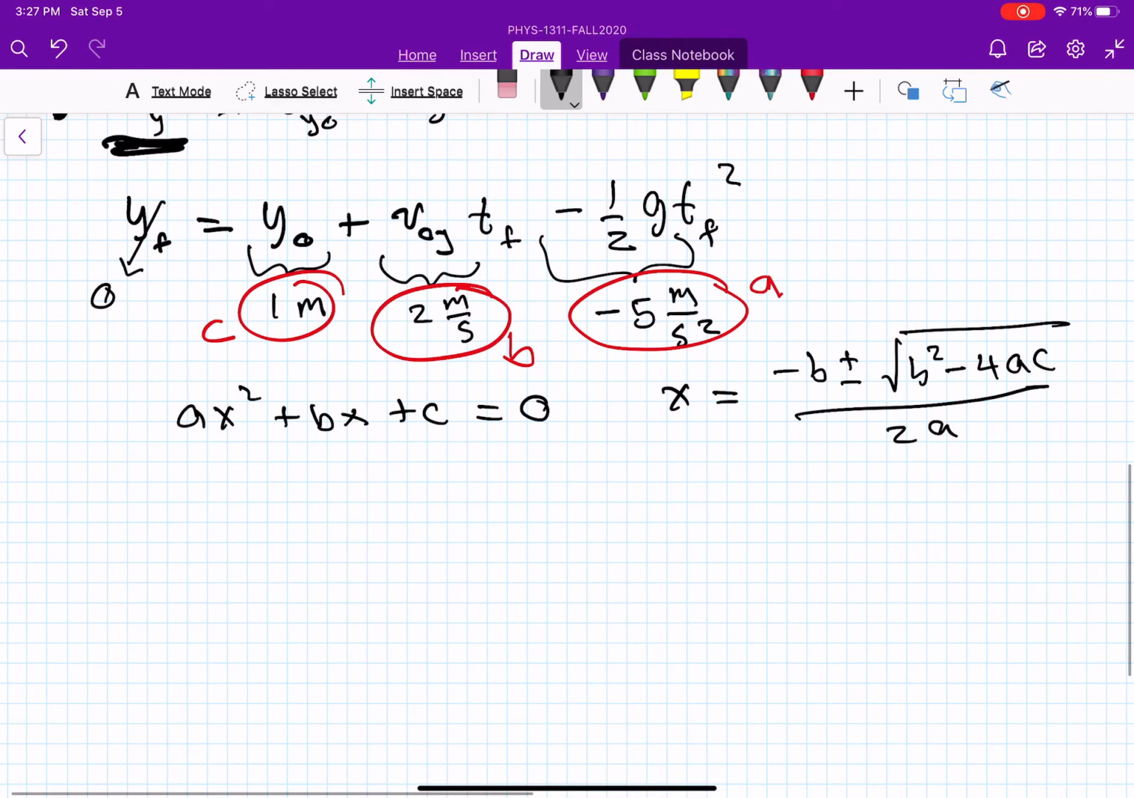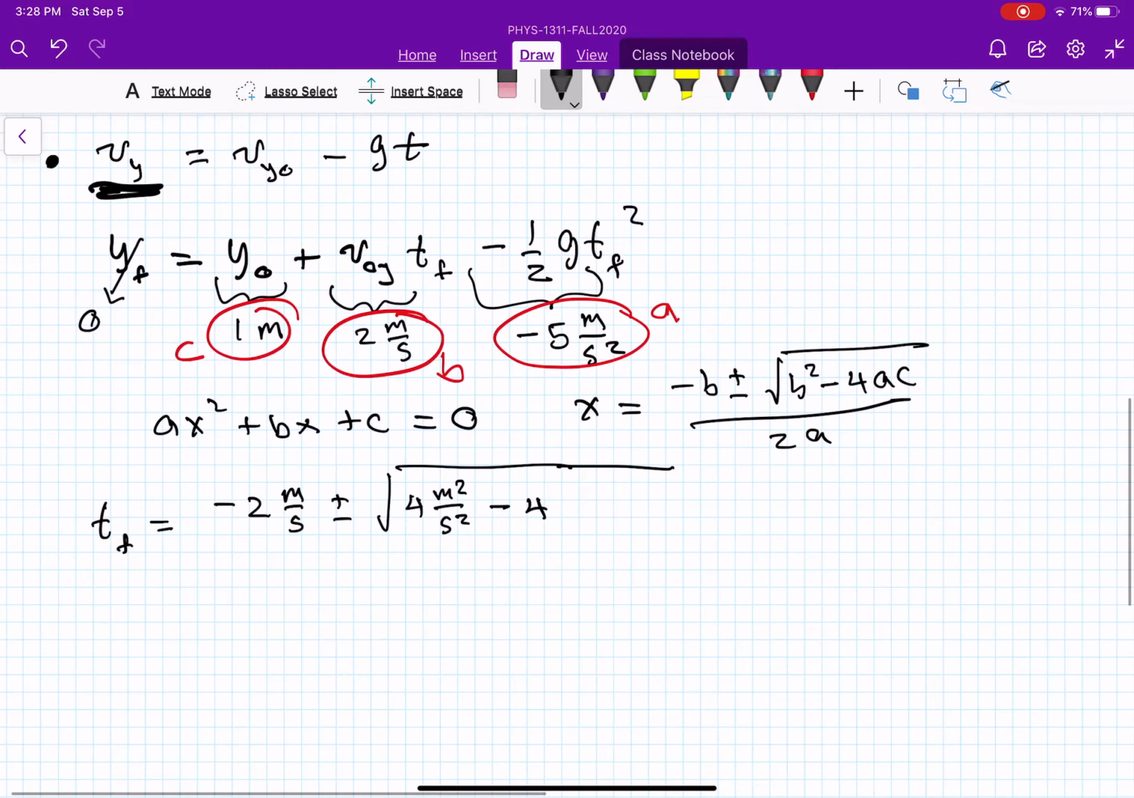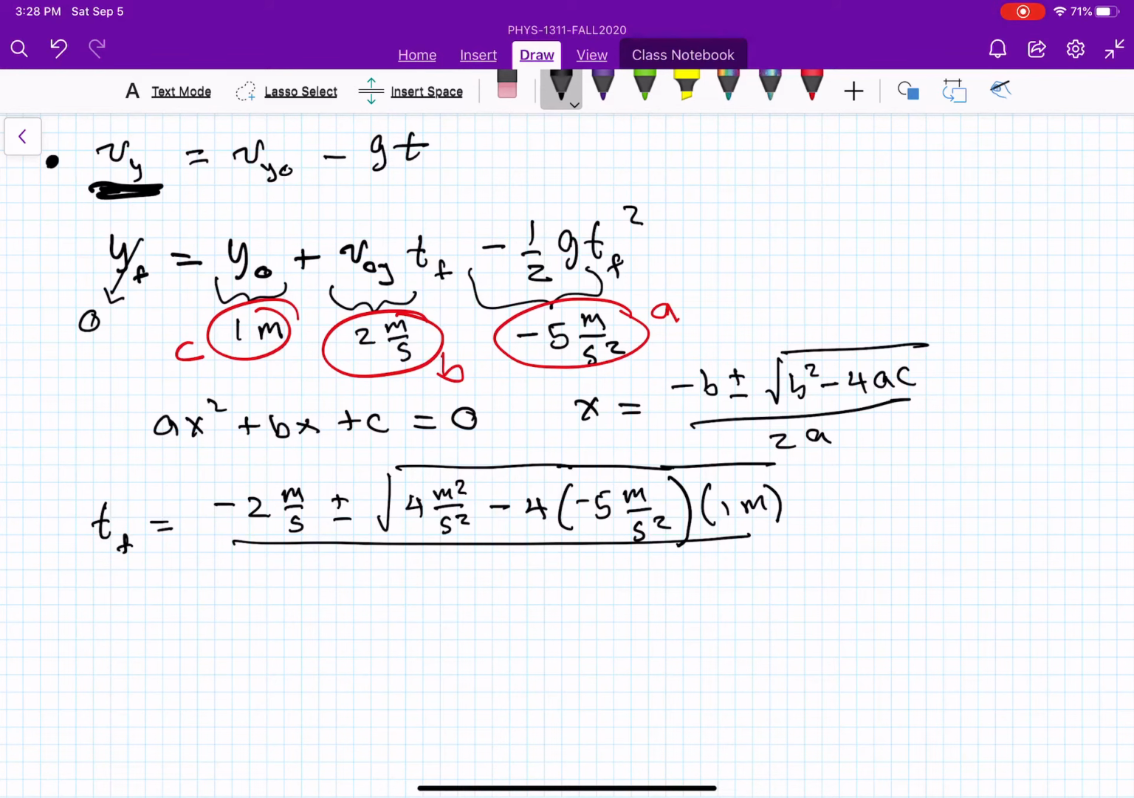So we get t sub f is going to be minus B, so that's minus 2 meters per second, plus or minus square root. B squared is 4 meters squared per second squared. Units get squared too there. And then minus 4 times A, which is minus 5 meters per second squared, times C, which is 1 meter, all divided by 2A, which is minus 10 meters per second squared.